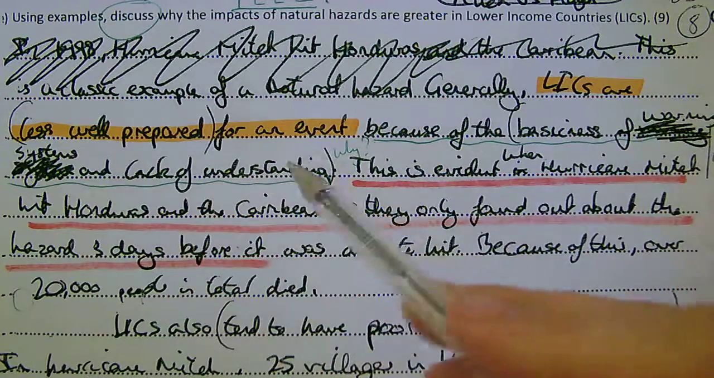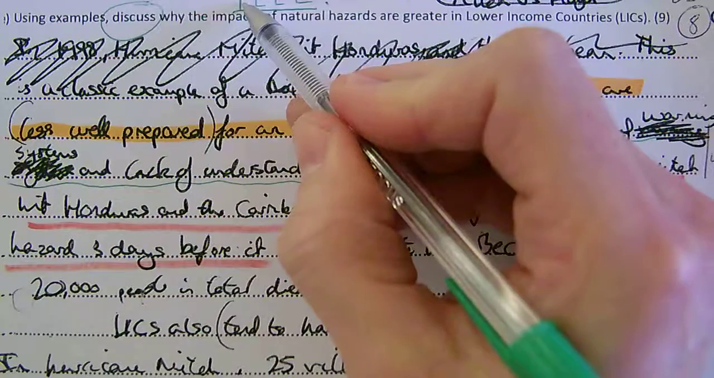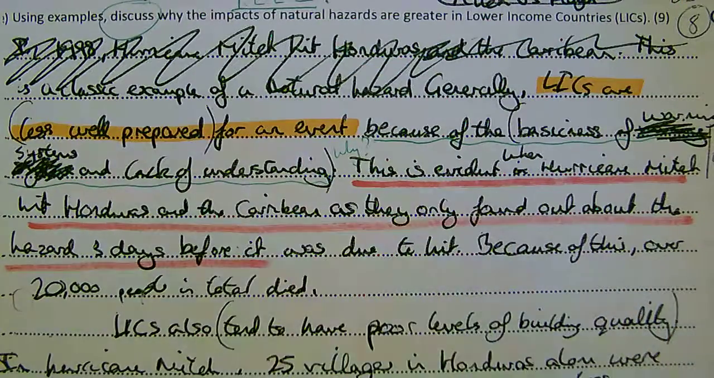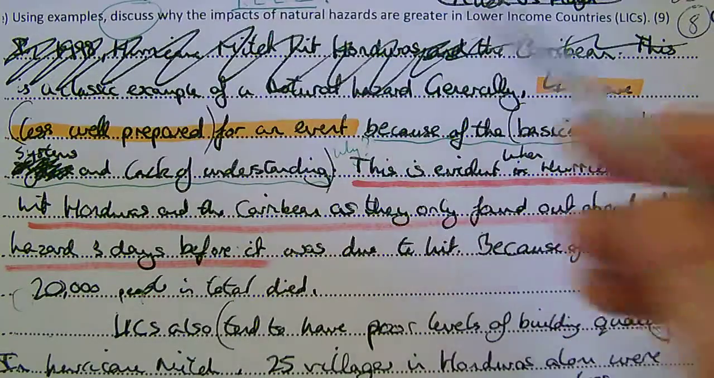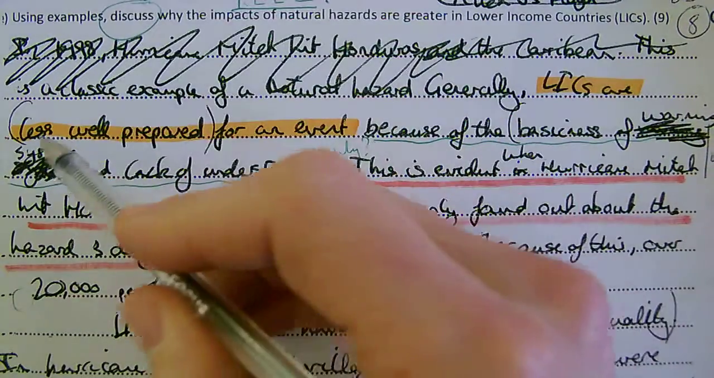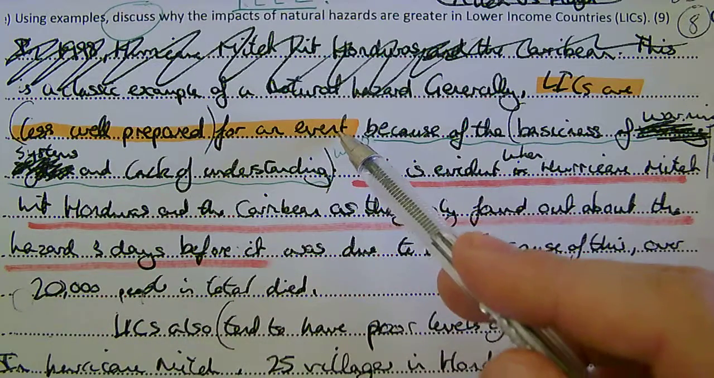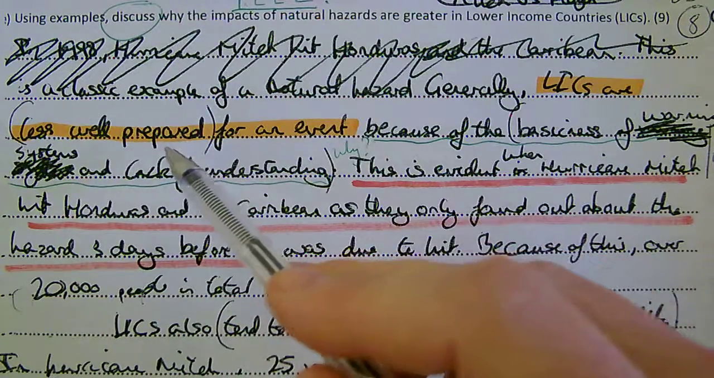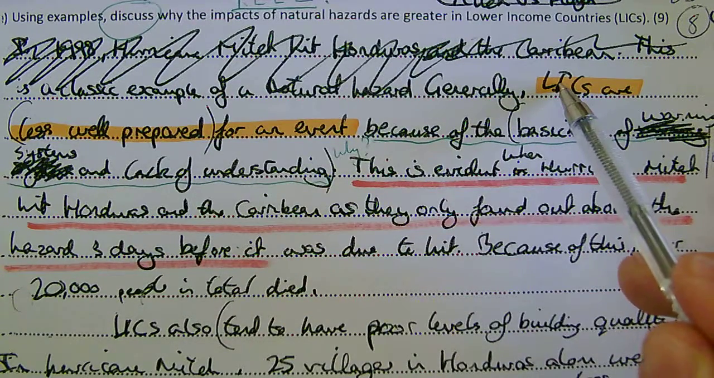what I've done in the first paragraph is just highlighted a couple of parts of sentences. If we take the P as the point, that is a general point relating to lower income countries and hazards and impacts. I've highlighted that in orange here. So LICs are less well prepared for an event. That is a very simple statement which relates to hazard management, the preparation, and it relates to the question because it's talking about LICs. So that's the point.